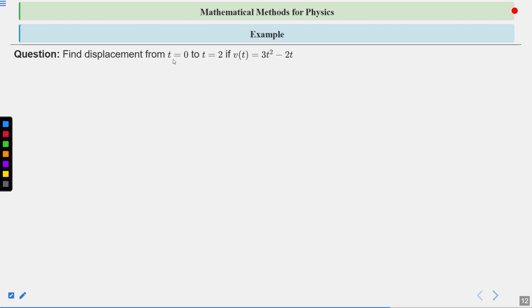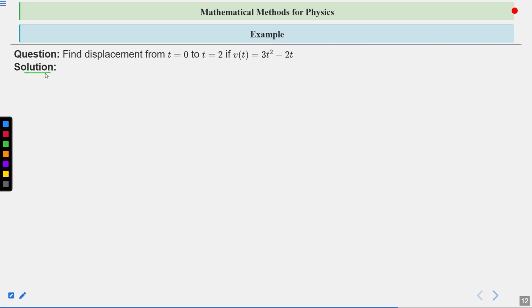Find displacement from t equal to 0 to t equal to 2. The time interval is given and v of t is equal to 3t square minus 2t. So from the velocity, you have to find out the displacement.